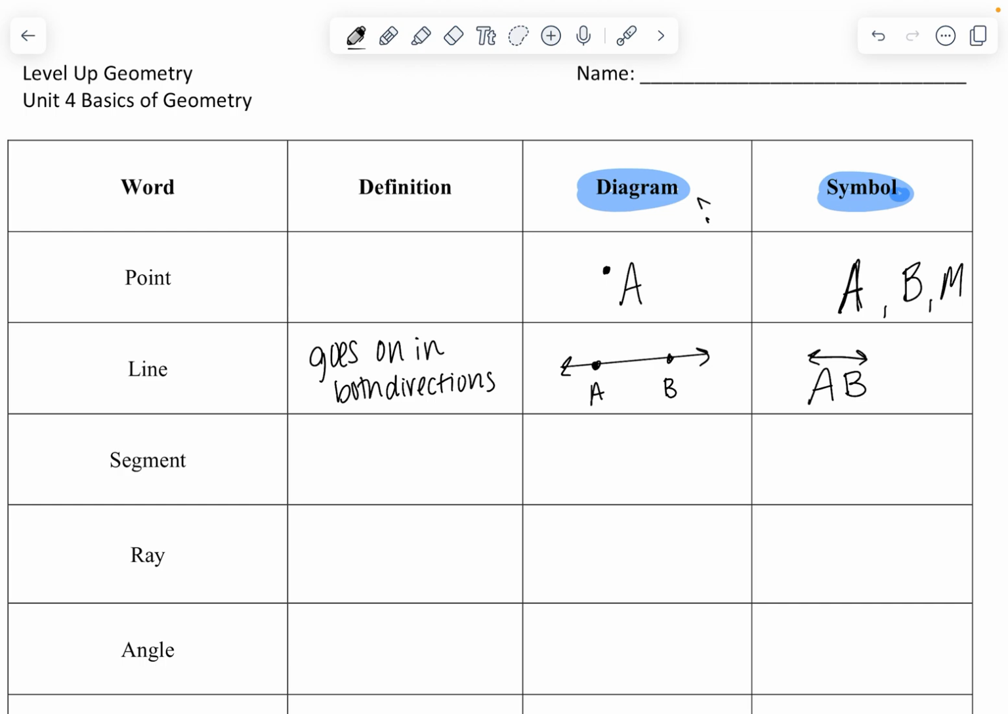A segment is just a part of a line or a piece of a line. This one will just stop at those endpoints. Okay, so it does not go on in both directions, it just stops. If we're using the points that we have, we name it by the endpoints. Again, the order doesn't matter. So with this one, you could go DC. Then just over the top, you want to draw a segment. So no arrows at the end of it. You could put dots on the end, I guess, if you wanted to.